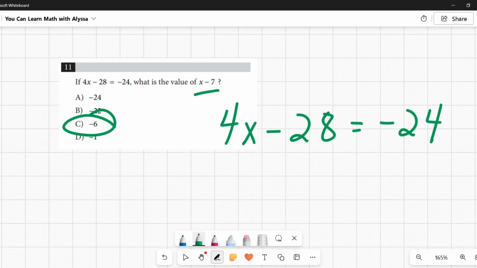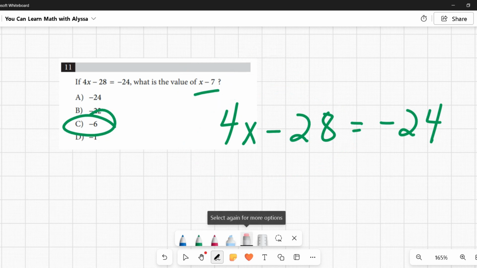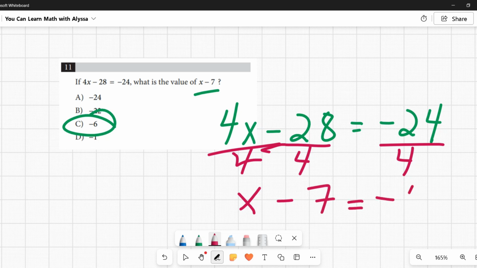So, okay, 4x minus 28 equals negative 24. X minus 7. I go, wait a minute. 4x minus 28. If I multiply x minus 7 by 4, I would get there. So what if I divide everything by 4? Okay, just do that. Divide everything by 4. And what do I get? On the left, I get x minus 7, and on the right, negative 24 divided by 4 is negative 6. So the value of x minus 7 is negative 6.